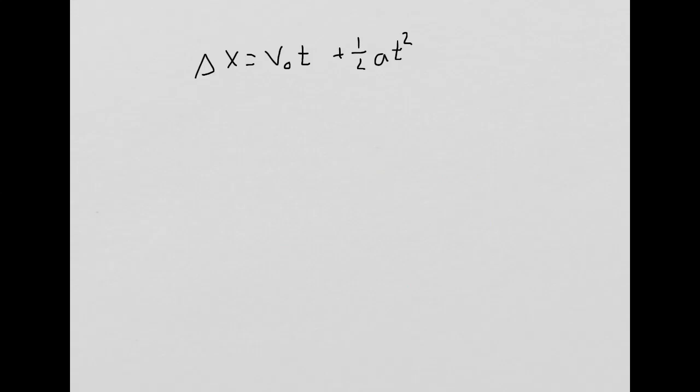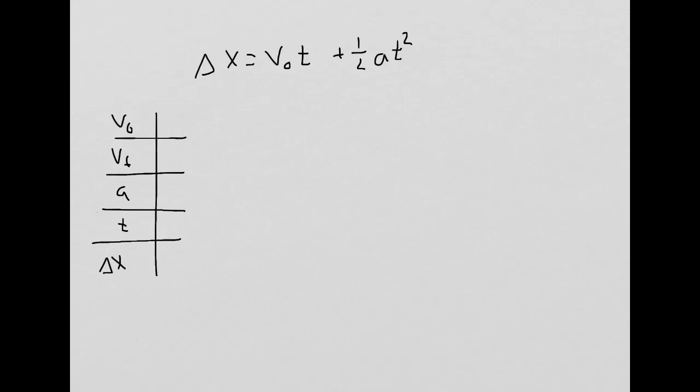Okay, so we're looking for it to drop another 20 meters. So I'll make the chart. So what's V0? What's V final? What's acceleration? What's time? What's change in position?